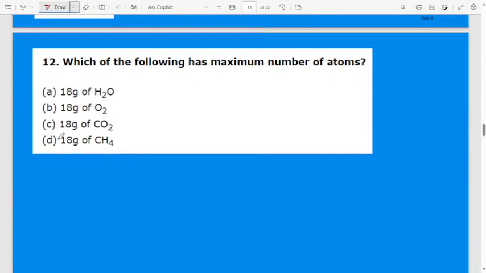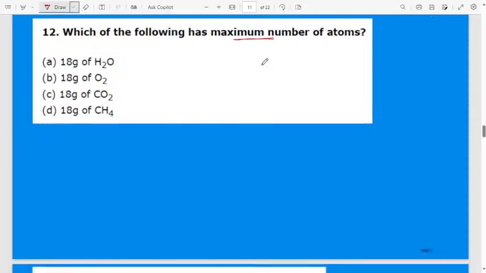Next, which of the following has the maximum number of atoms? Out of these four options, which one has the maximum number of atoms? Which one has the maximum number of atoms? Let us solve the problem here.